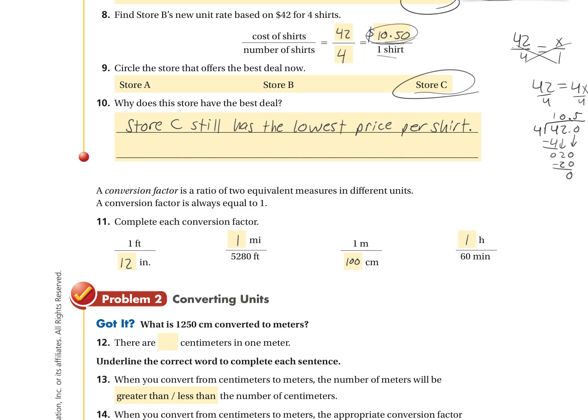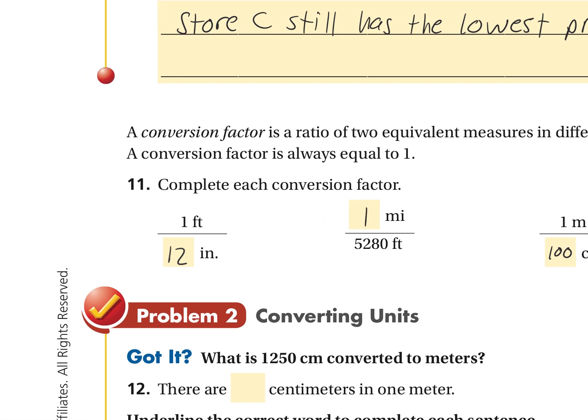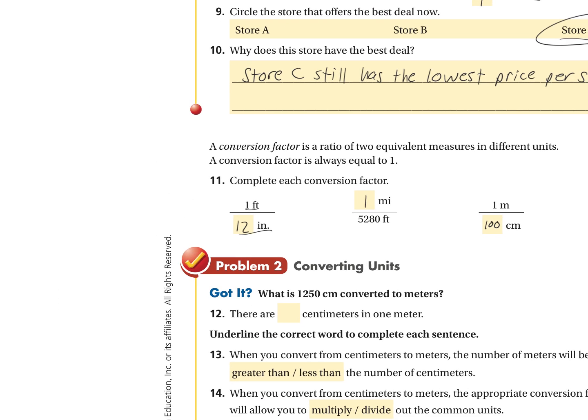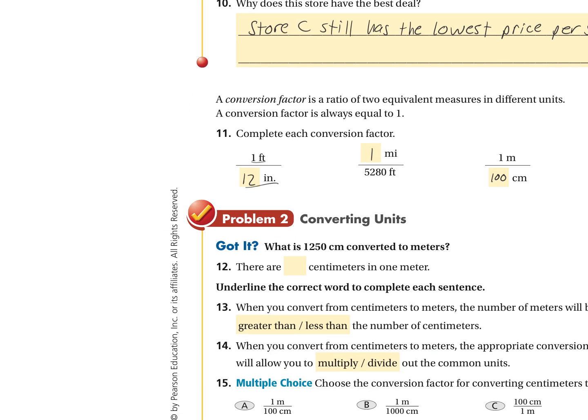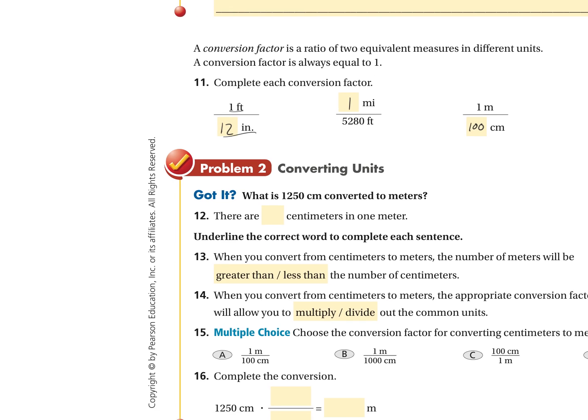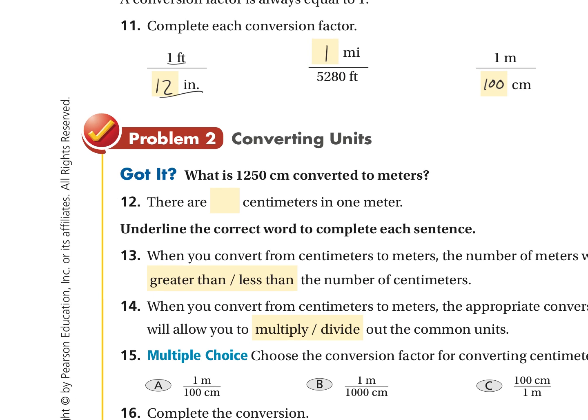So these are conversion factors. That means these are the same, right? If 1 foot is the same as 12 inches, then this fraction is equal to 1. Now if we want to convert units, let's try to solve this problem here. What is 1,250 centimeters converted to meters?